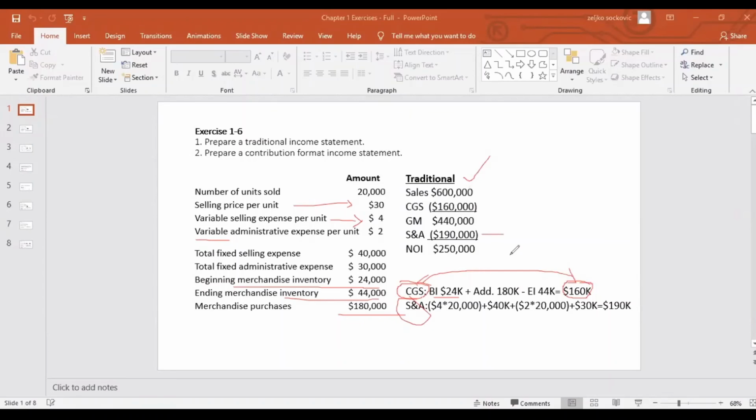Well, you're looking for sales and administration. Is this sales and administration? Yes. $2 times 20,000. $4 times 20,000. So that's 80,000. This is 40,000. So that's 120 here, right? Plus we have some fixed here, admin, fixed selling. So that's 7. So that's a total of 19. So that's how we approach this.